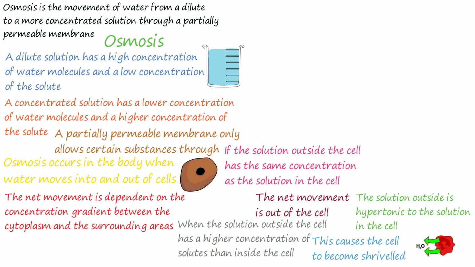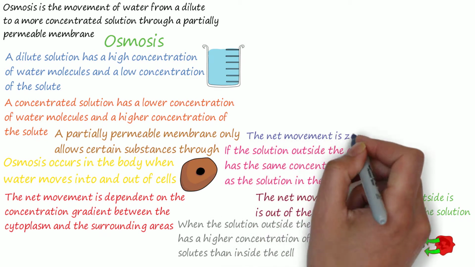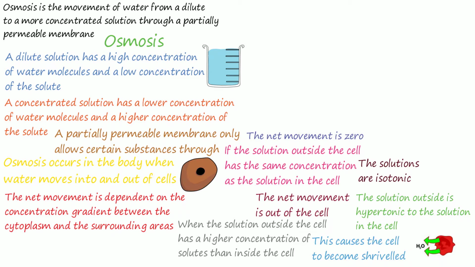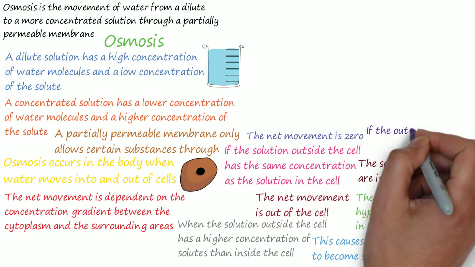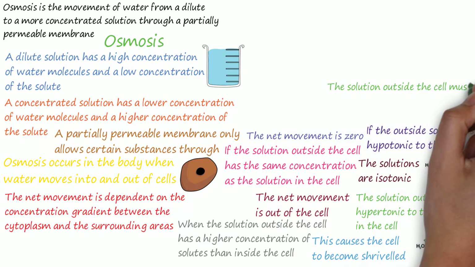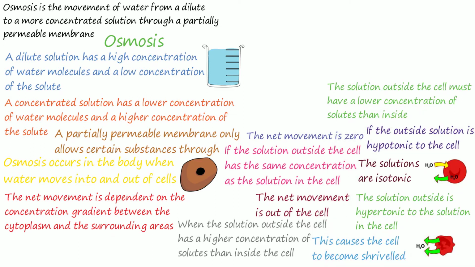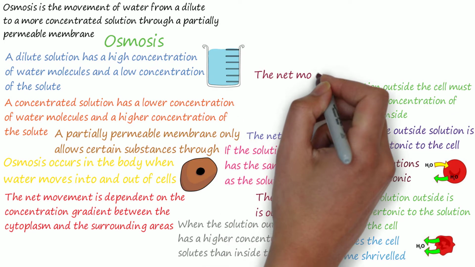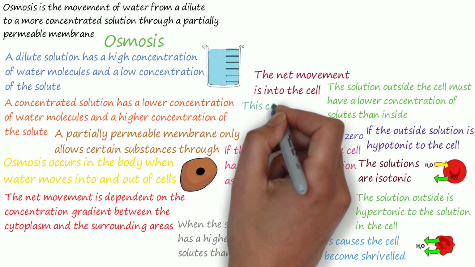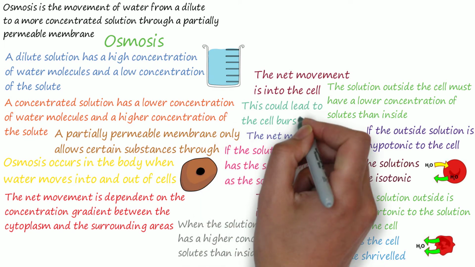If the solution outside the cell has the same concentration of solutes as the solution in the cell, the net movement will be zero and the solutions are said to be isotonic, or the same. If the solution outside the cell is hypotonic to the cell, this means that the solution outside the cell has a lower concentration of solutes than the solution inside. The net movement of water particles in this case would be into the cell. This could lead to the cell bursting.